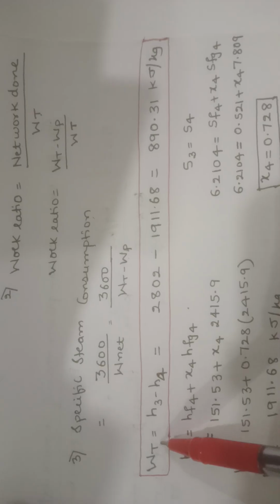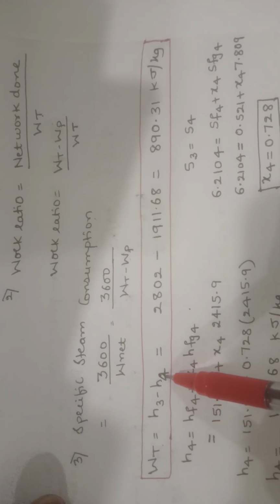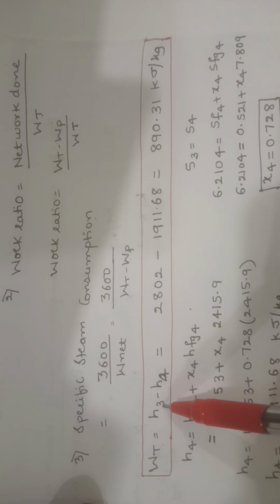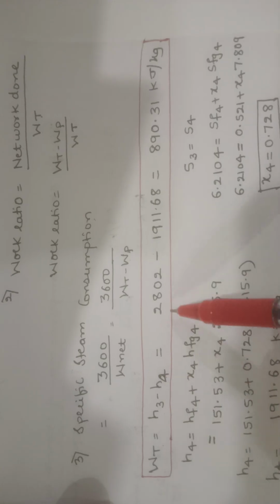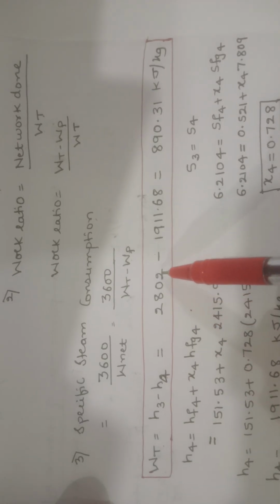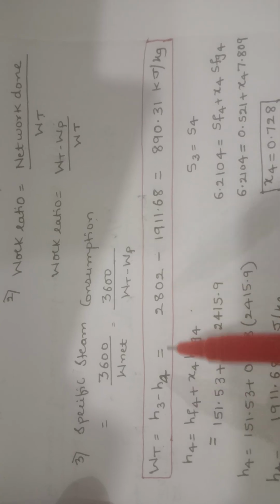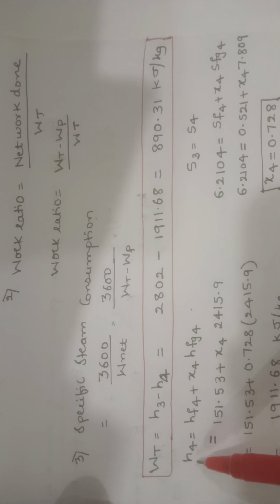Work done by the turbine is given by the formula H3 minus H4. At point 3 the steam is entering the turbine, which is nothing but saturated vapor. So H3, the enthalpy at point 3, is 2802. This value is taken from the steam table book at 28 bar. Minus H4. H4 is the steam exhaust from the turbine.